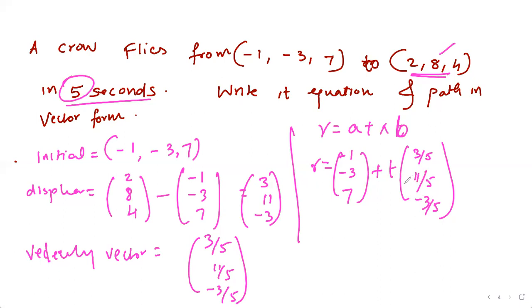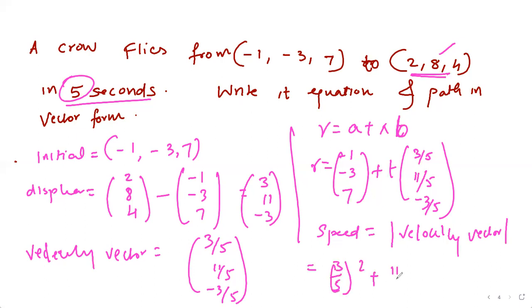Now, let's say I asked to find out the speed of this crow while it flew from here to here. If I wanted to find the speed, I'm just going to take the magnitude of the velocity vector. The magnitude of the velocity vector is called speed. So here, the speed is the square root of (3/5) squared plus (11/5) squared plus (-3/5) squared. And you take the square root of this. So this is how you find the speed.